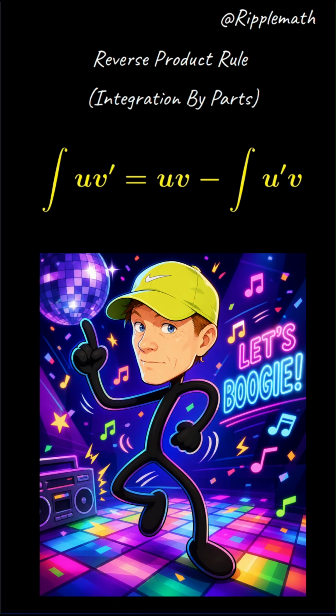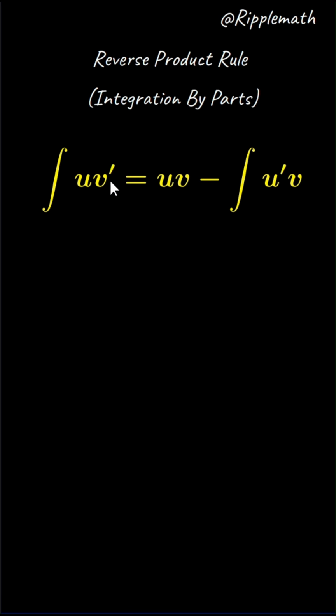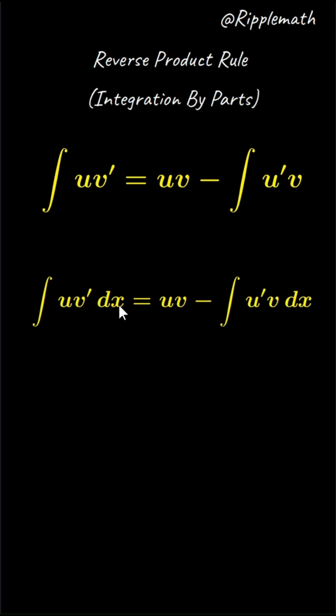Hi guys, we're going to have a look at the reverse product rule today. Some people call it integration by parts, but I don't like that title much. I use the uv dash: integral of uv dash equals uv minus integral of u dash v, and that really means there's a dx there. We don't really need to write the dx for the memory, just to remember it.